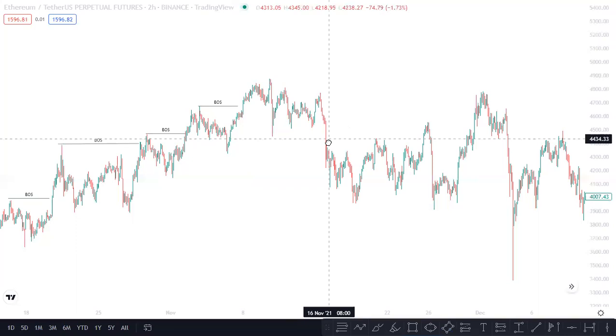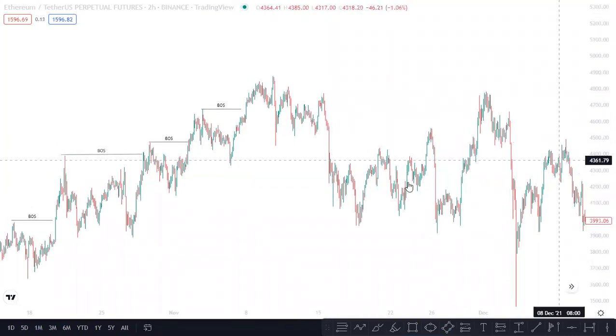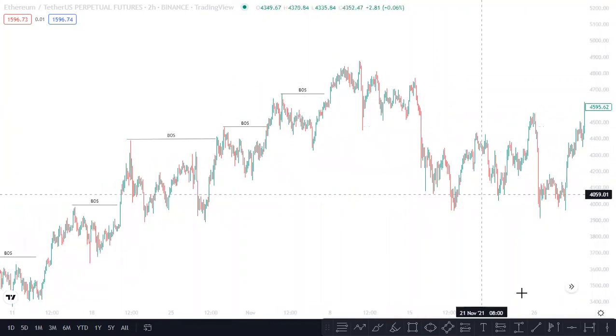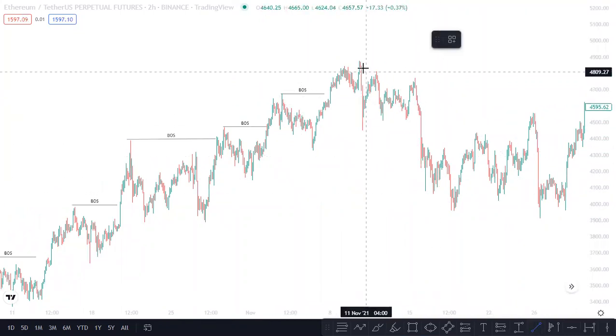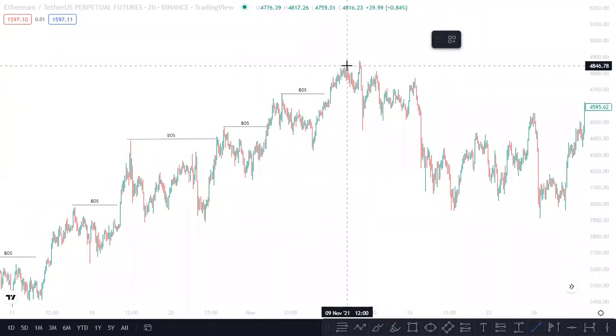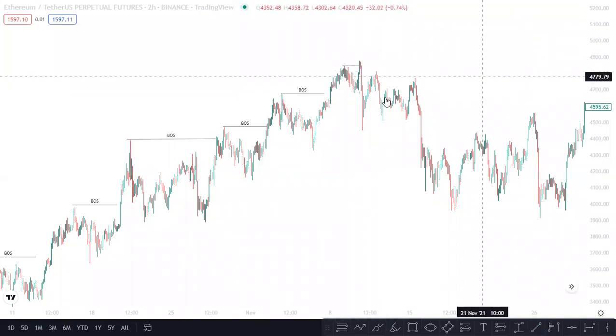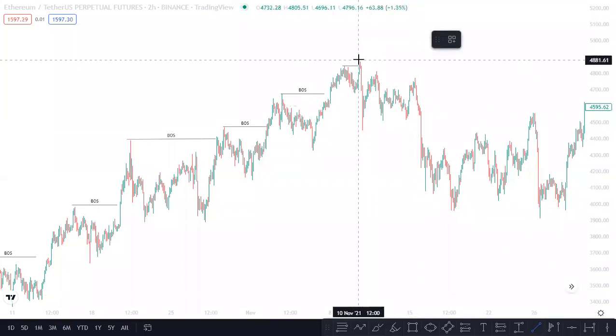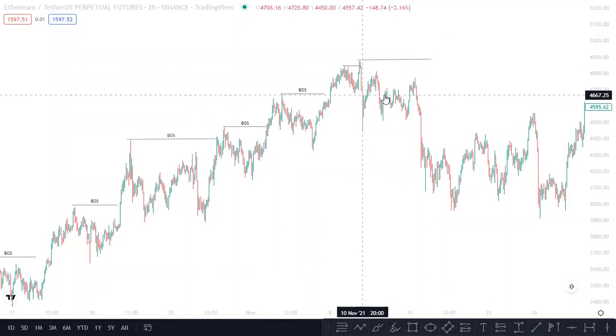And what's happened when we don't break another high? Price starts to deviate from an uptrend to a downtrend, right? We had a minor break here, but then after this break, what happened? We weren't able to break a new high here. We weren't able to break this high, and we started breaking lows.